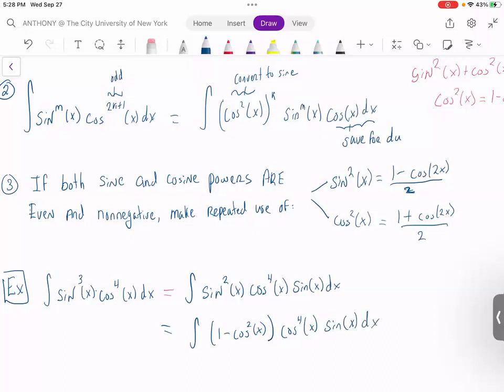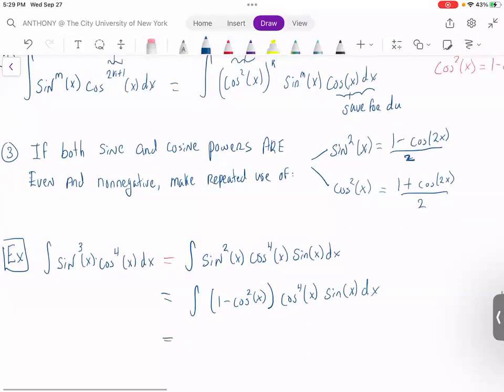Now, what you're going to do is take cosine to the power of 4, cosine of x to the fourth power, and you're going to distribute it inside the parentheses. If you distribute this inside the parentheses, this becomes cosine to the fourth power of x. Now, if I take negative cosine squared of x times cosine to the fourth power of x, you just add their exponents. So we'll have minus cosine to the sixth power of x times sine of x dx.